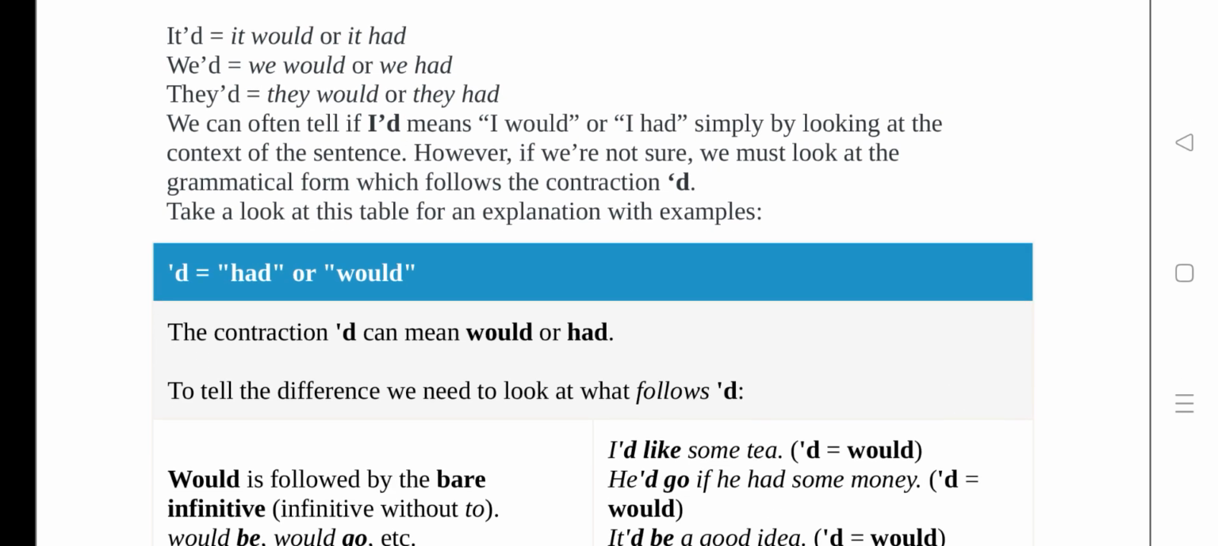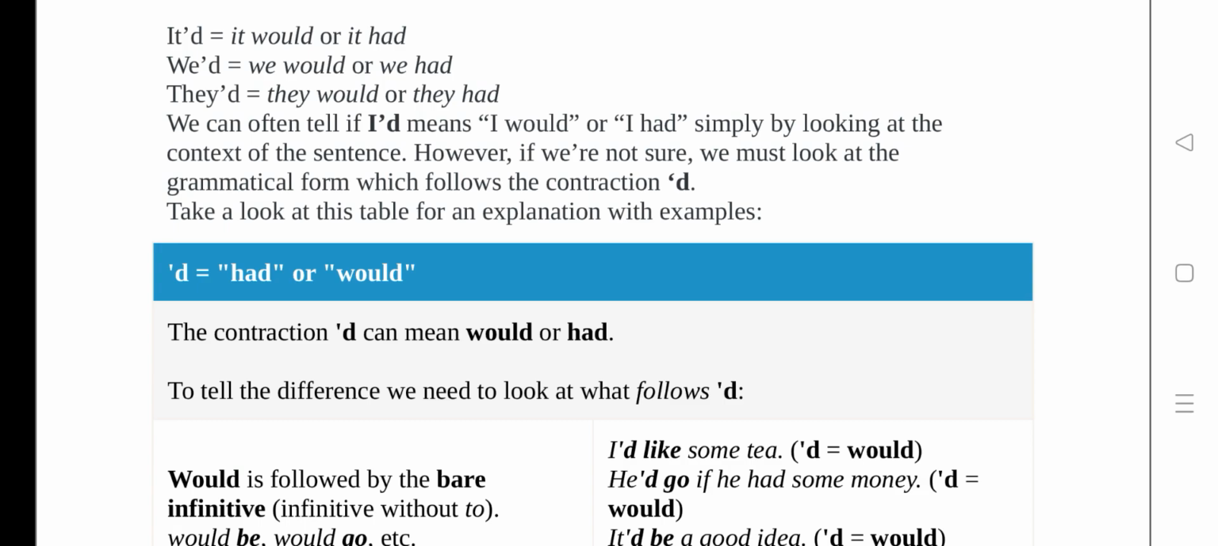We can often tell if I'd means I would or I had simply by looking at the context of the sentence. What is the context of the sentence? The context of the sentence is the form of the verb or the form of the tense. If you know about the tenses and the forms of the verbs, you will recognize it by the form of the verb or the tense. However, if we are not sure, we must look at the grammatical form which follows the contraction apostrophe d.